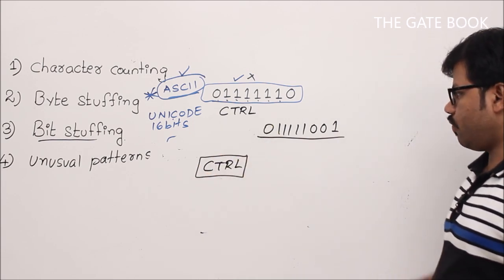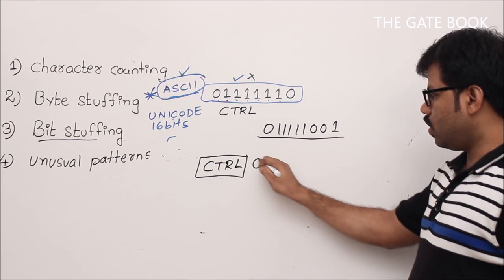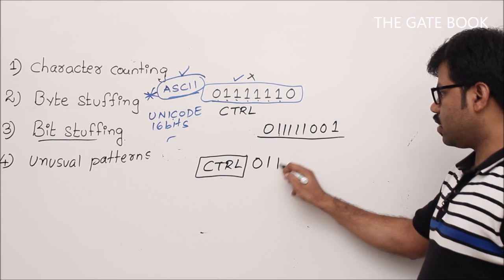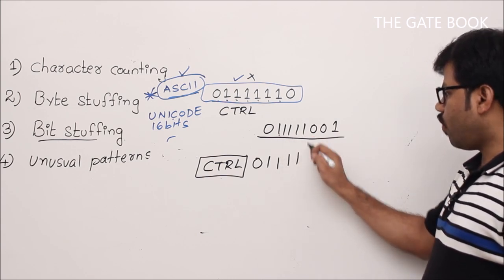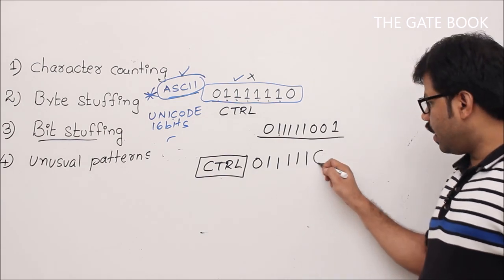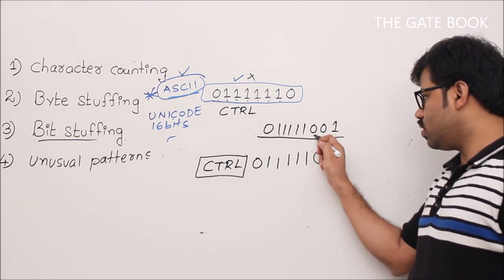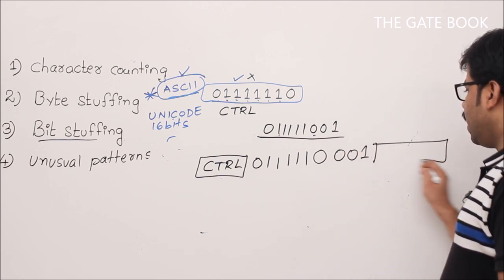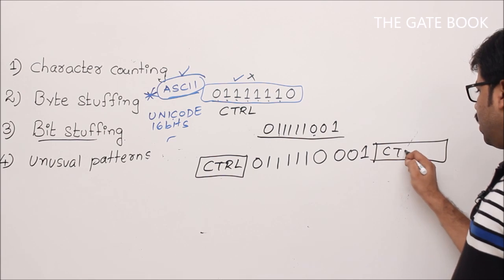Fine. I'm doing bit stuffing. CTRL followed by the data, and at the sender side, 1 1 1 1 1. Since there are 5 ones, what does the sender have to do? It has to add a 0. Though there is one more 0, we should add it. Then 0 0 1 will be added. After that, again the same pattern, CTRL, will be added.